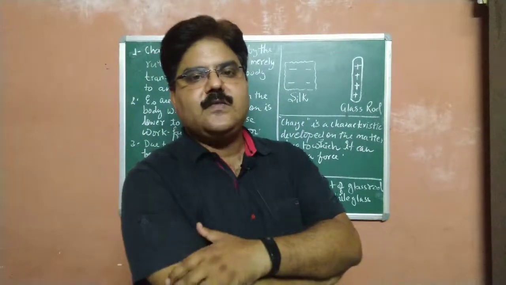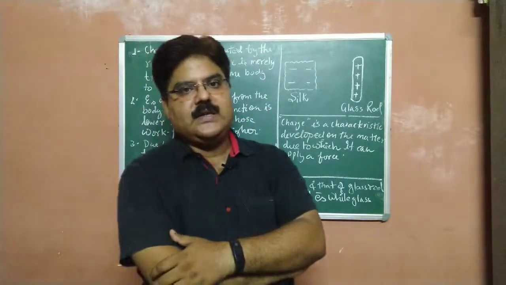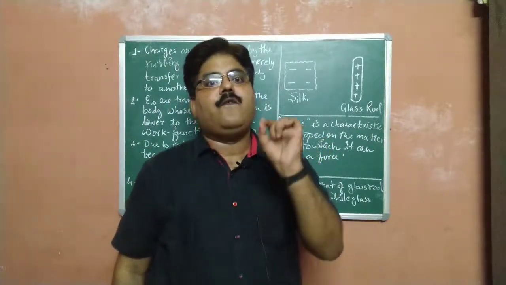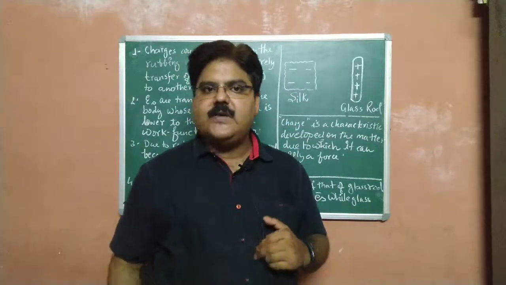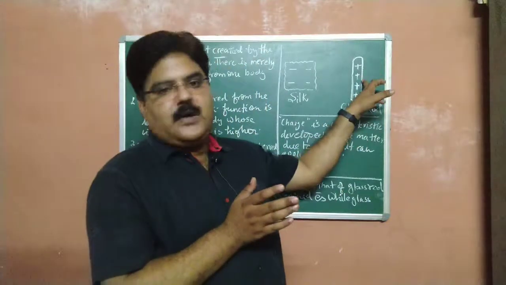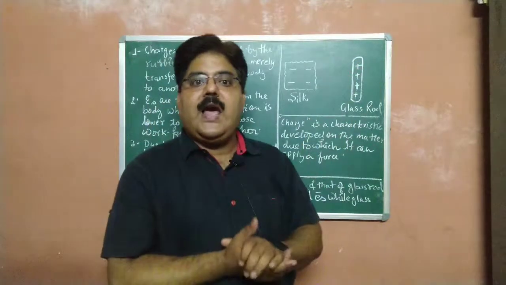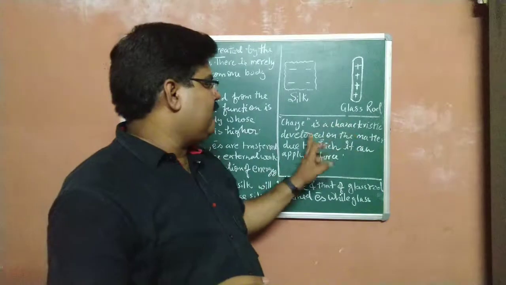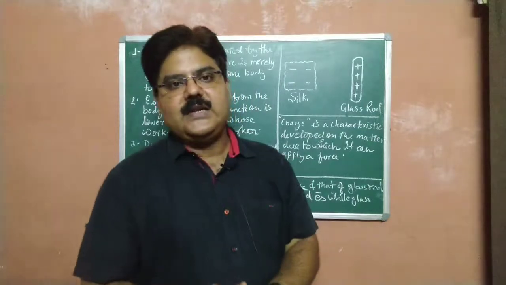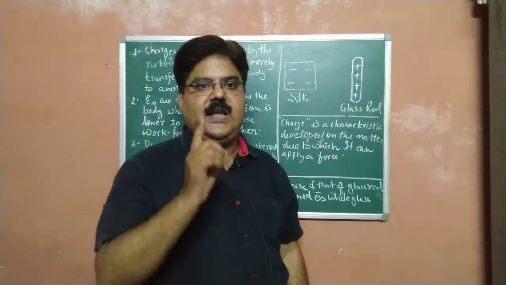Now another question arises: what is all about the charge and its unit? In one sentence, we can define charge. Charge is a characteristic developed on matter by which it can apply a force, whether attractive or repulsive, depending upon the pair of charges involved. If there are two positive charges, they will repel, and if there is one positive and one negative, they will attract. Charge is a characteristic developed on matter due to which it can apply a force. And in the last lecture I also told you that for a charge to exist, matter is compulsory.